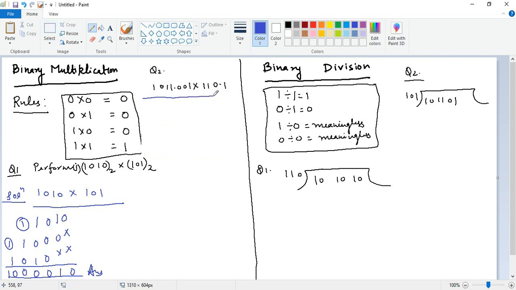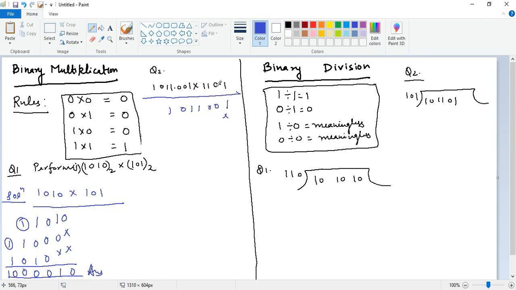As I told you, this is the multiplicand and this is the multiplier. If the multiplier bit is 1, then you will get the same as the multiplicand. If the multiplier bit is 0, then all digits will be 0. So the first digit of the multiplier is 1. Then we will get the same as the multiplicand. So 1 0 0 1 1 0 1, right?